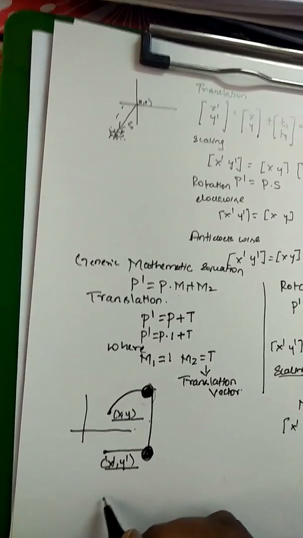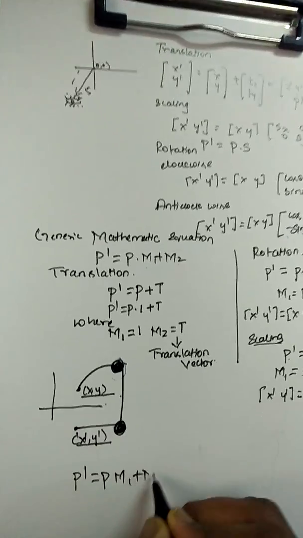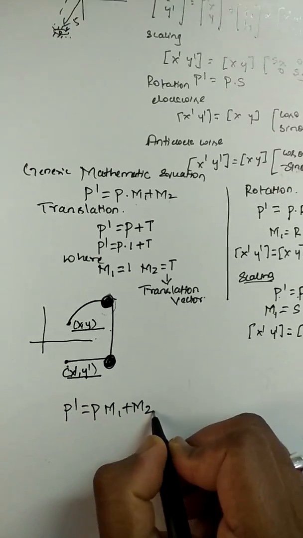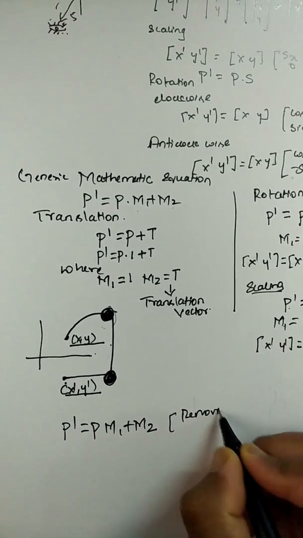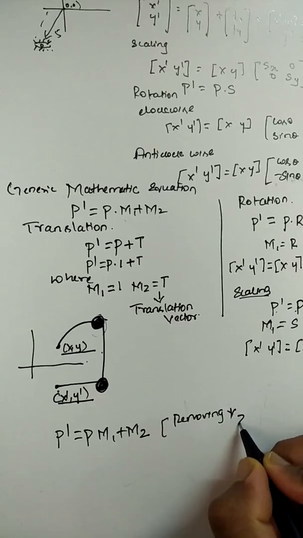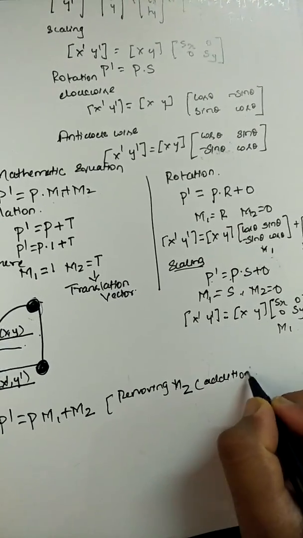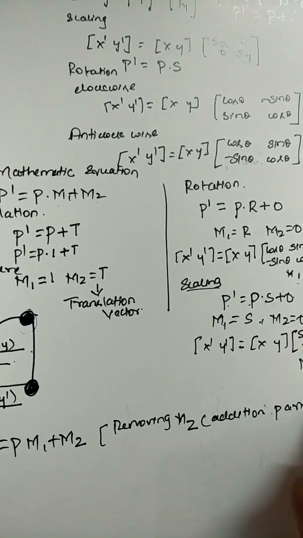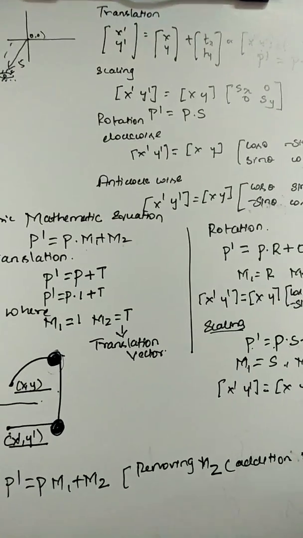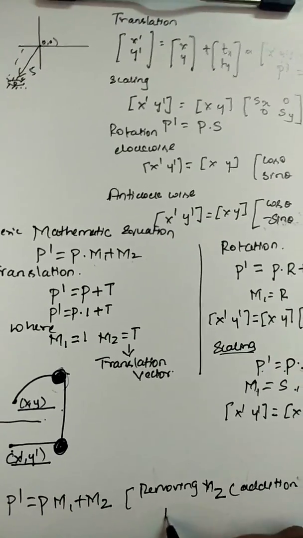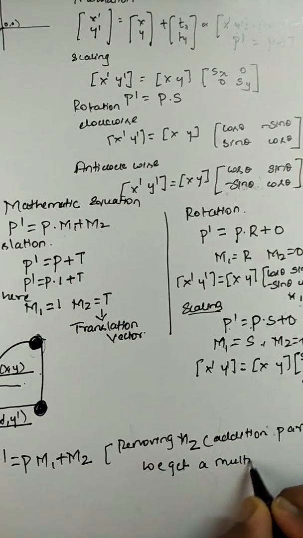Consider the general matrix format, that is p dash equals p into m1 plus m2. See, this is very important from an exam point of view. So here I'll be removing m2, that is the addition part of the matrix. In that case, we get a multiplication matrix form.